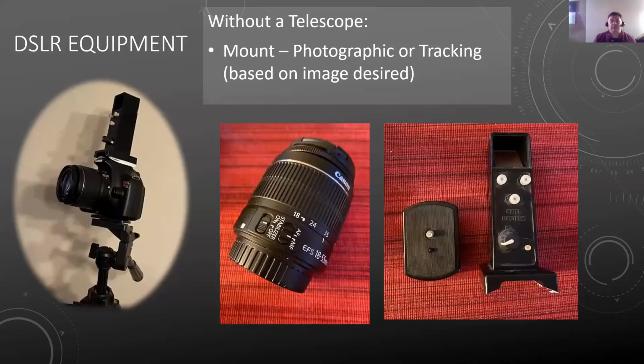But to get those pictures, what do you need? Well, without a telescope, I mentioned you'd need a mount or a tracking mount. If you're doing things that are longer than a couple of seconds, you're going to need to have something track so you're not going to distort it. You can just use a lens. Now this is an 18 to 55 millimeter telephoto lens. It's usually what you get on a DSLR.